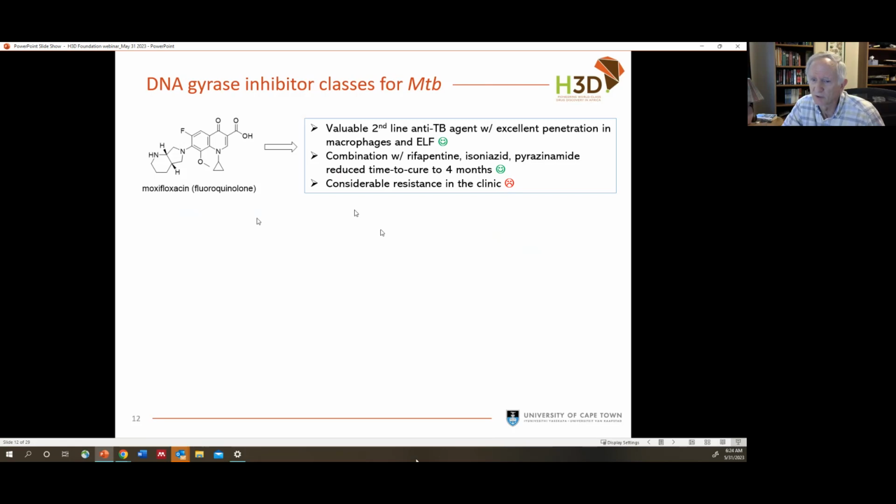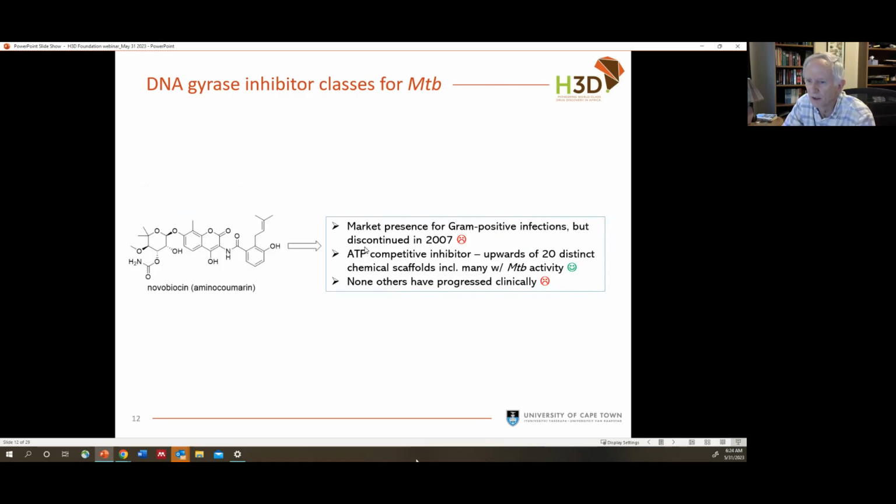And in fact, I think fluoroquinolones were used for treatment of TB before they were ever approved for the treatment of TB. And they were probably used at suboptimal dosing, and that made it fertile ground for development of resistance. Another drug I'm showing here is novobiocin. It's an aminocoumarin natural product antibiotic. This had a market presence for gram-positive infections. It really wasn't used that much, and it was discontinued in 2007.